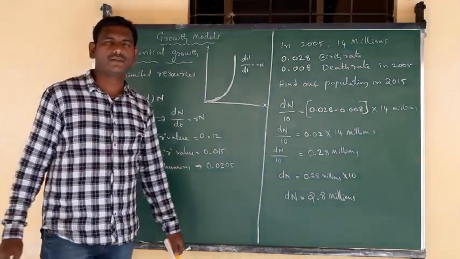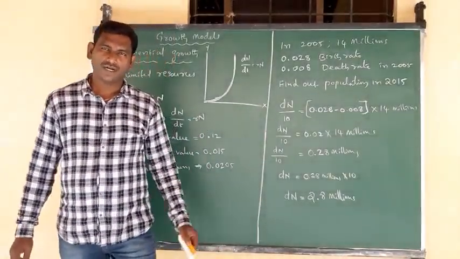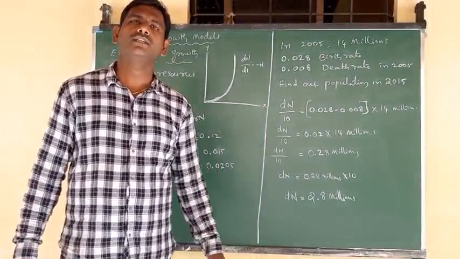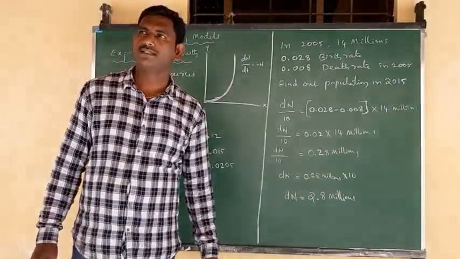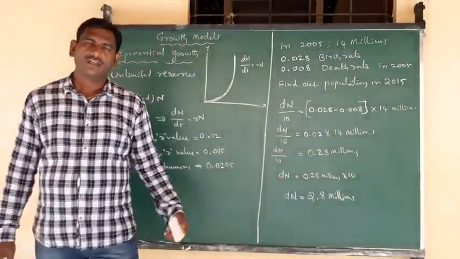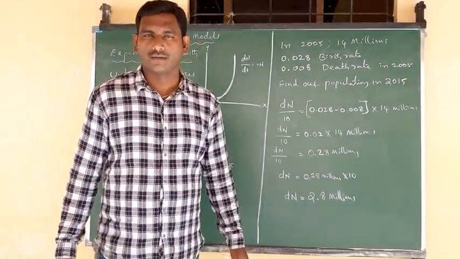Good morning students. In the previous class we discussed population size. For population size, the most technical form is population density. That population density is represented as capital N. And natality, mortality, immigration and emigration were completed.